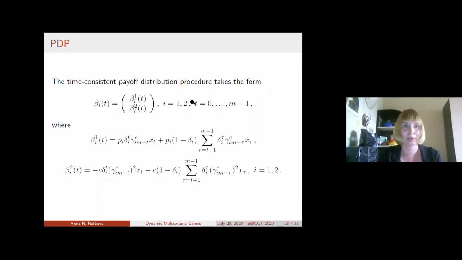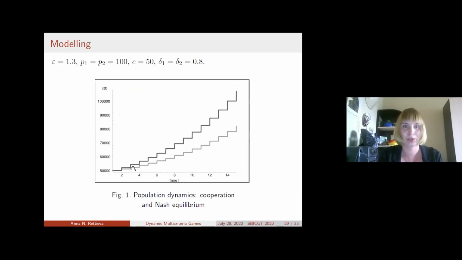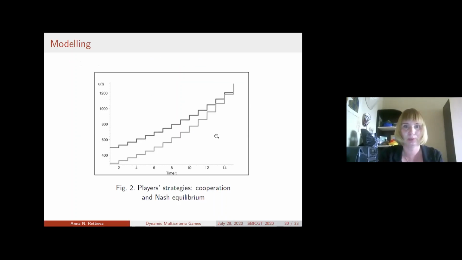And we can construct the time-consistent payoff distribution procedure here. It will have this form for both players. And I will show you some pictures. So here is the population dynamics. So dark is the cooperative one, and light is the Nash equilibrium. You see that cooperation here improves the ecological situation, so the size of the resource is larger. And also it's more beneficial for players to cooperate, so their strategies, their catch, is larger too.